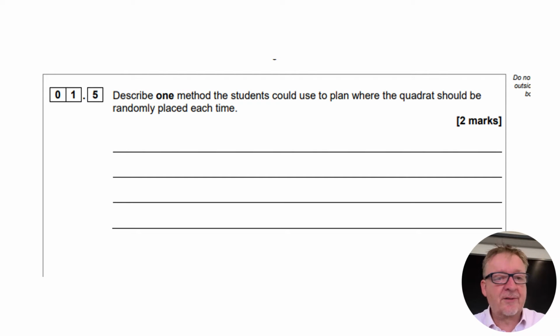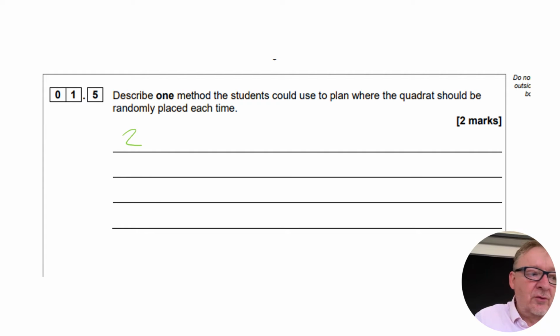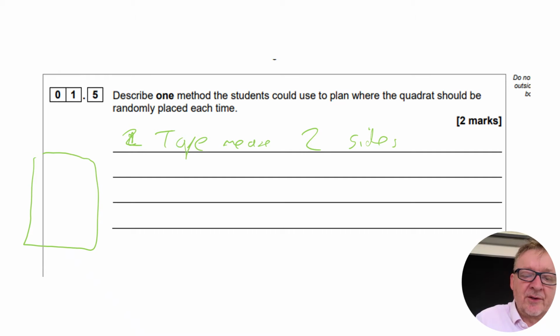Question number 1.5. Describe one method the students could use to plan where the quadrat would be randomly placed each time. I like this. So what you have is a tape measure on two sides. Let's imagine it as a rectangle. You measure that side, and then you measure that side. We'll put a tape measure down. That's two sides of the seashore.